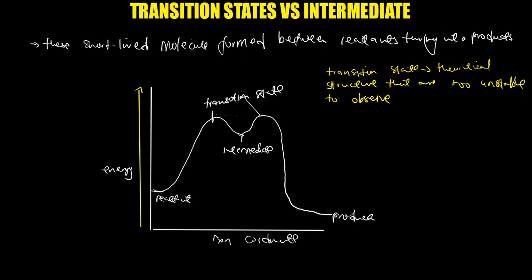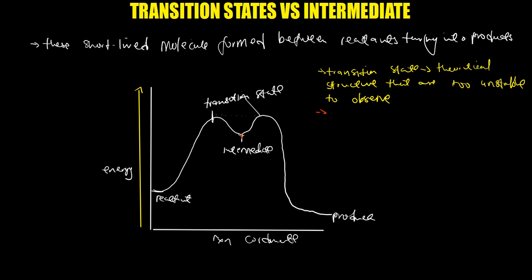So that's about the transition state. So what about the intermediate state? This intermediate state, we can see that they are here, right? So we say intermediate states are stable enough to be isolated or detected.